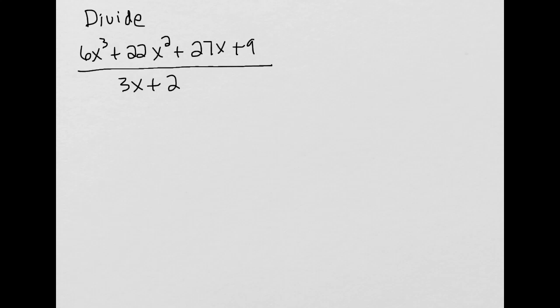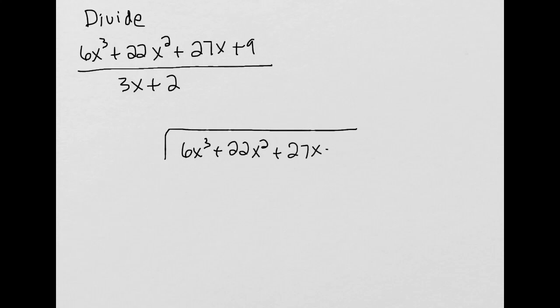Okay, here's another problem for you to try. Pause the video and then restart after you've given it a shot. Okay, so here we go. Underneath we've got 6x to the third plus 22x squared plus 27x plus 9. Outside we have 3x plus 2.